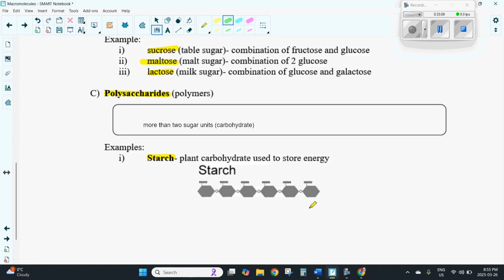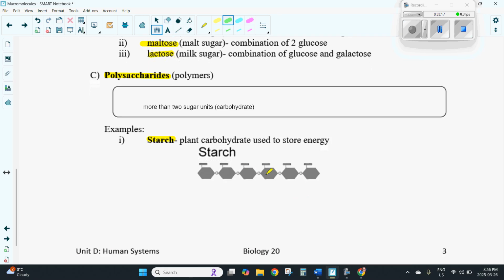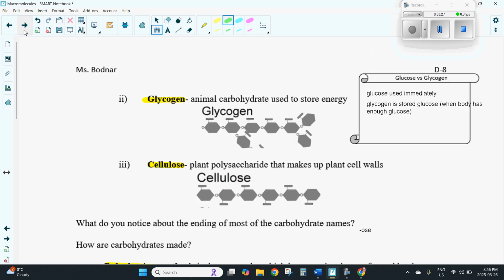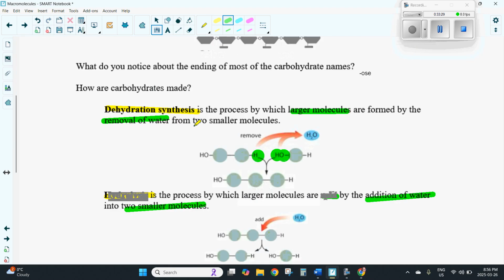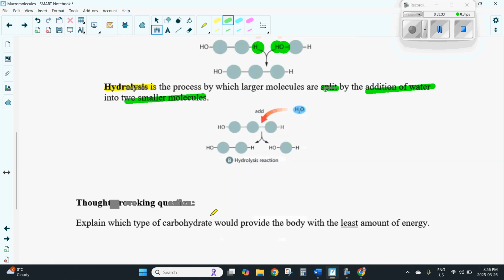So our body doesn't actually need starch, doesn't want starch, but it wants the glucose in the starch. So what our body's going to want to do is take this starch molecule and break it down into smaller molecules, which is done by hydrolysis, which is done by adding water, which is why it's important for us to drink water. Okay, because we need water to do this process to break down our food.